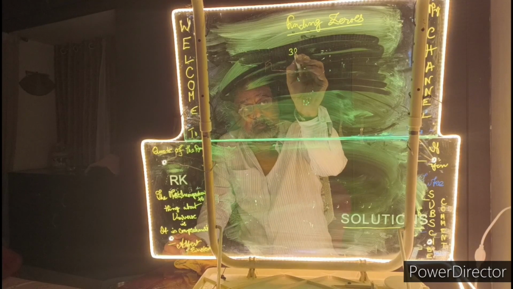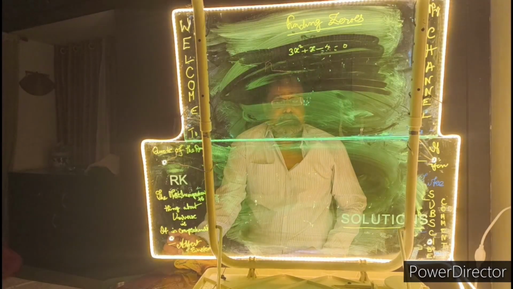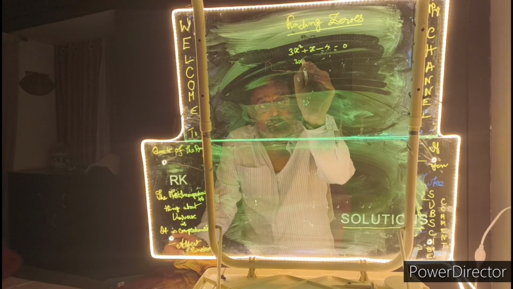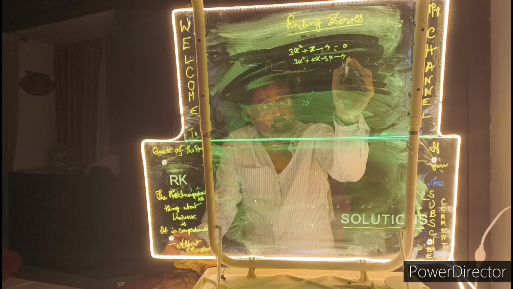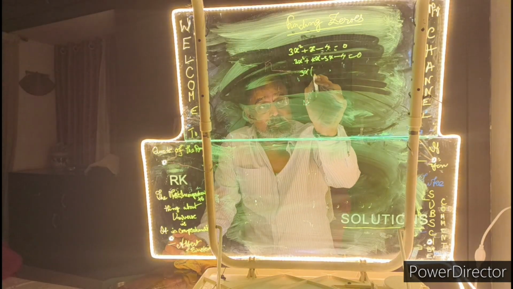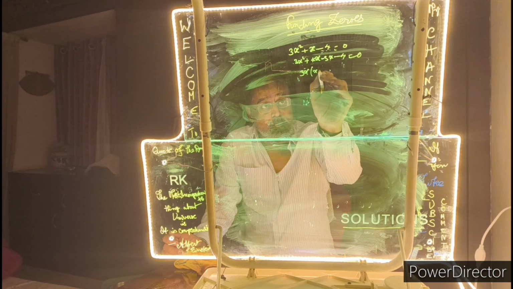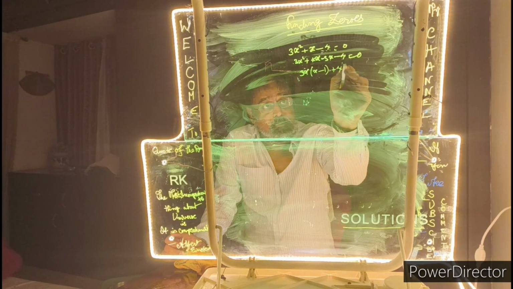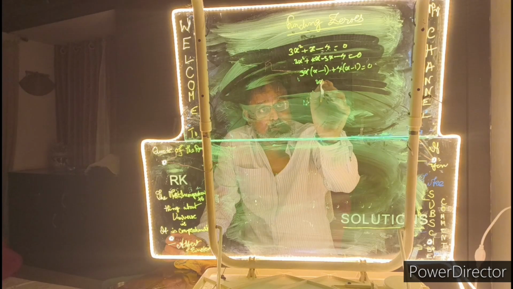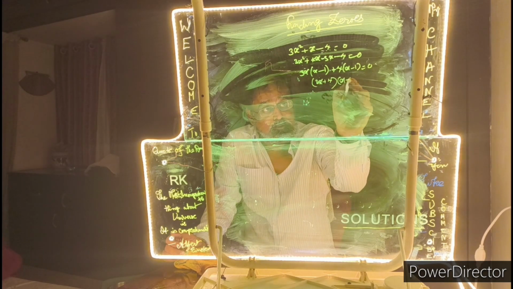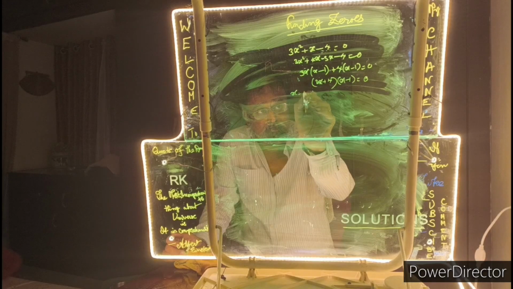Most of us in school might have solved quadratic equations like 3x squared plus x minus 4 equals 0. That can be written as 3x squared plus 4x minus 3x minus 4 equals 0. Taking x common, x(3x + 4) minus 1(3x + 4) equals 0, so (3x + 4)(x minus 1) equals 0.